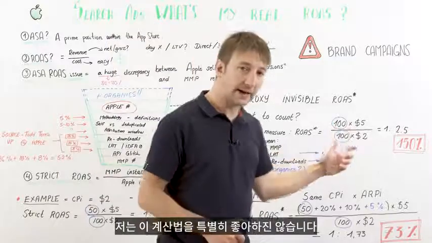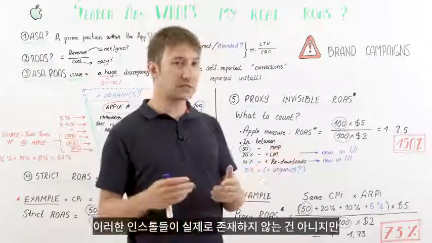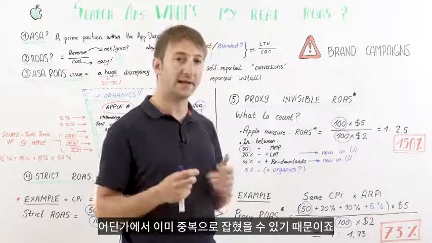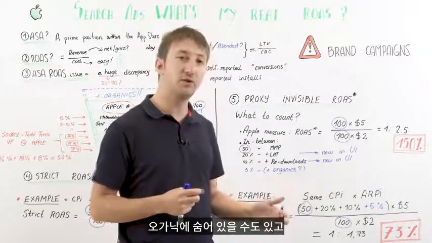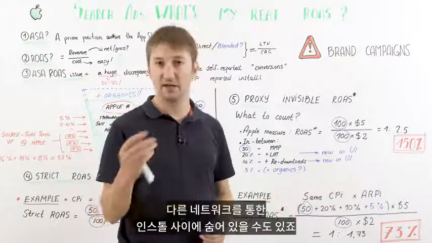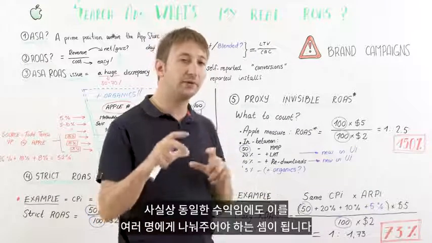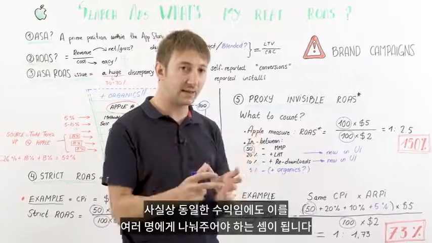I don't particularly like to use this method. Not that these installs don't exist. They do exist, but you might be counting them elsewhere already. Maybe they're hidden in your organics. Maybe they're hidden in another network. If you start double counting them, you're attributing revenue to several people, which is actually the same revenue.